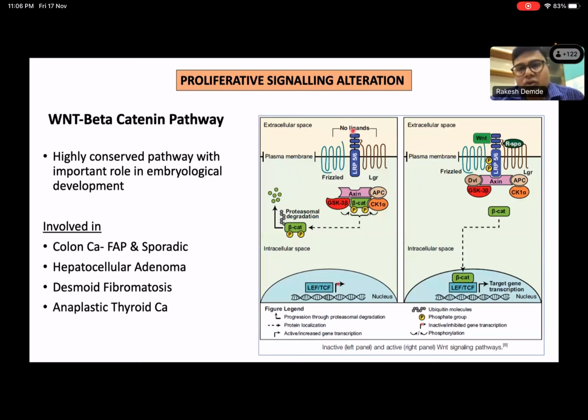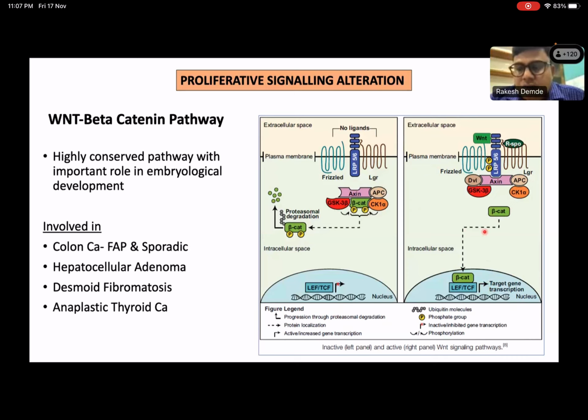So whenever there is no ligand attachment to the WNT pathway, this will cause degradation of beta catenin, and once the beta catenin level is low in the cytosol, there will be no transcription and no cell proliferation. So this is the basic pathogenesis, the basic mechanism of this WNT beta catenin pathway. Whenever a WNT ligand binds to this receptor, the beta catenin is released, there is no proteasomal degradation, and this beta catenin moves to the nucleus, binds to the transcription factor, and you get transcription and further proliferation of the cell.